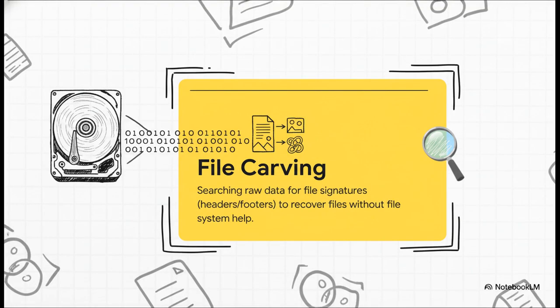So if all the signposts pointing to the files are gone, how in the world do detectives find these ghost files? They use a really cool technique called file carving. It basically means they ignore the file directory completely and just scan all the raw ones and zeros on the entire drive, looking for the telltale signatures that mark the beginning and end of a specific type of file.